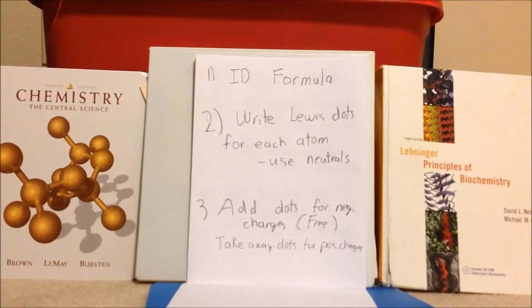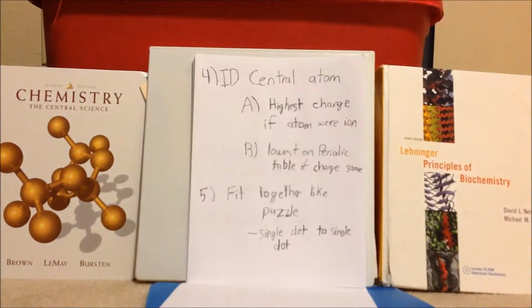You would add additional dots that are free of any atom for any negative charges. You would also take away dots for any positive charges. We really won't be doing that much. If you're going to take away a dot though, my suggestion would probably be to take it away from the least electronegative element. Next, you have to identify the central atom.